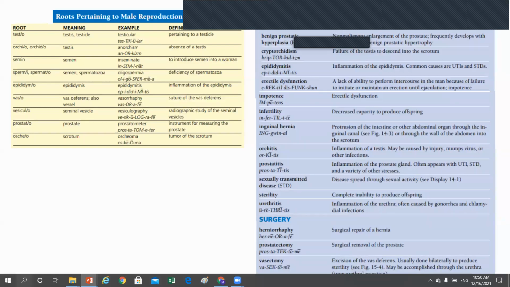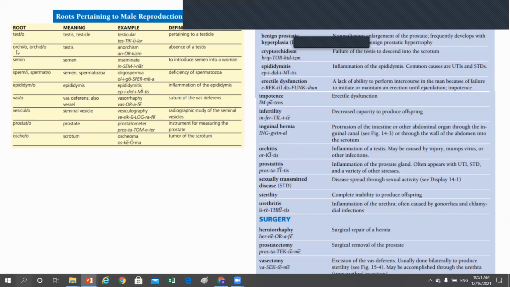So the roots which we use for medical terminology of the male genital system, number one is testo, as we have seen in the previous slide. Testo is concerned with testes: testicles, testicular, that means related to the testes. For example, testicular artery, testicular vein. We have some procedures of the testicular processes, for example, testicular surgery. So this word is related to the testes.